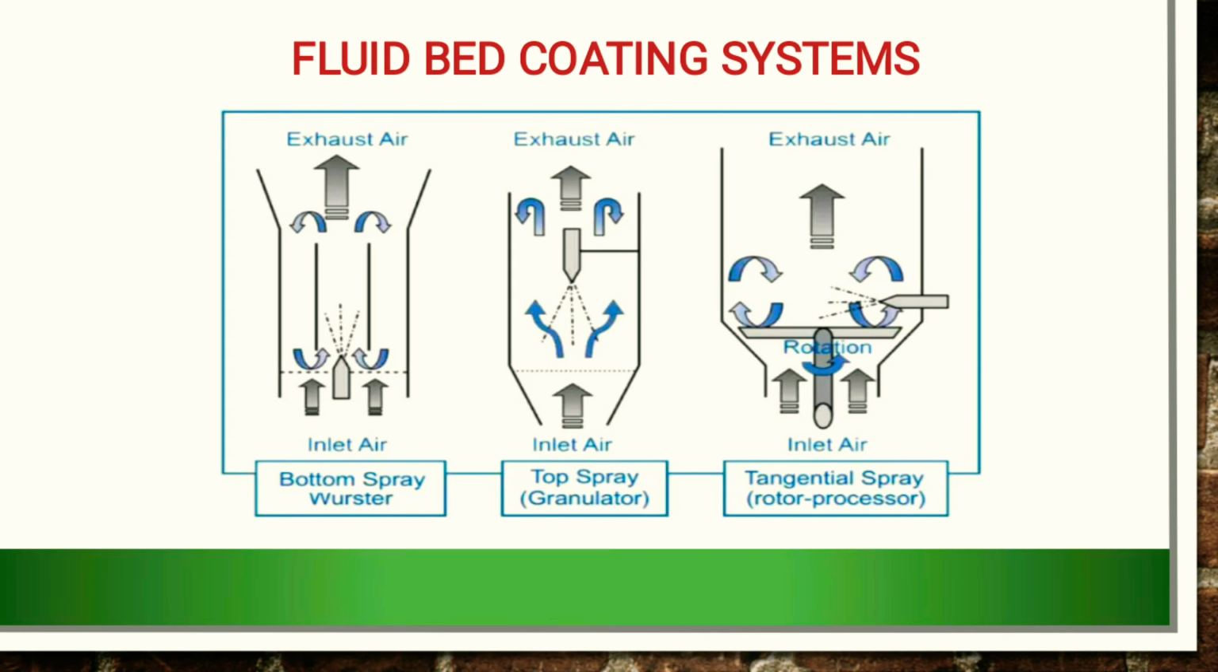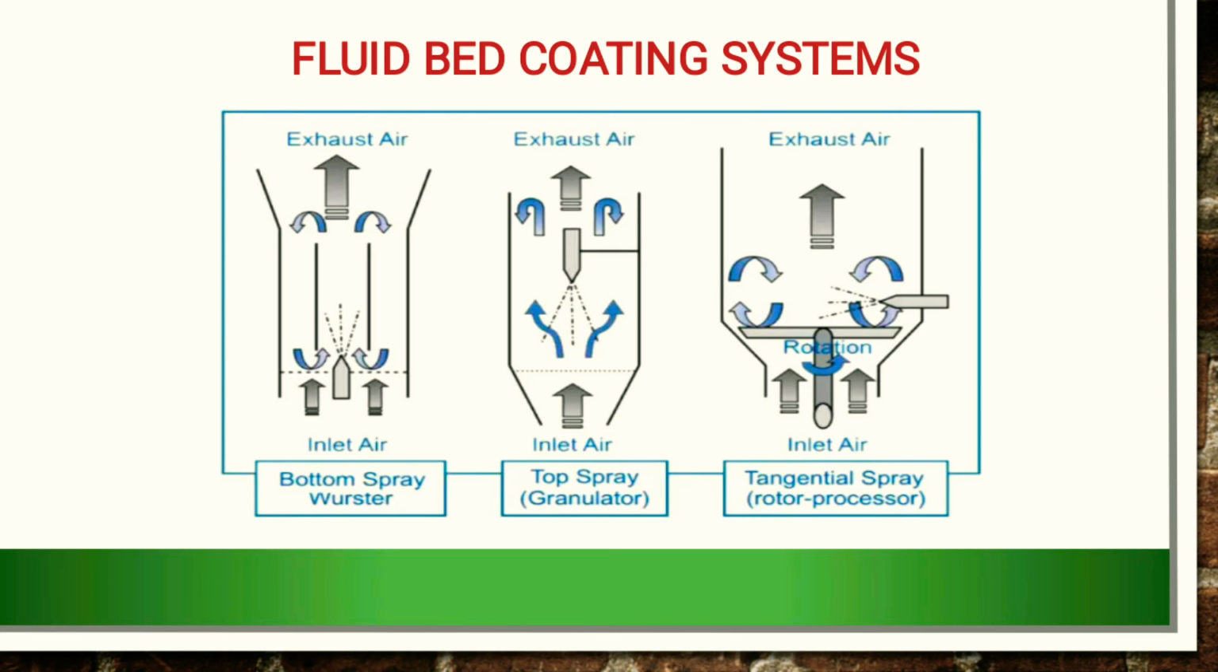Then the last diagram you can see is tangential spray. It is suitable for application of modified release film coating to a wide range of multi-particulate products. This process is ideal for drug layering when the dose is medium to high. It is also useful as a spheronizing process for producing spheroidal pellets from powders.